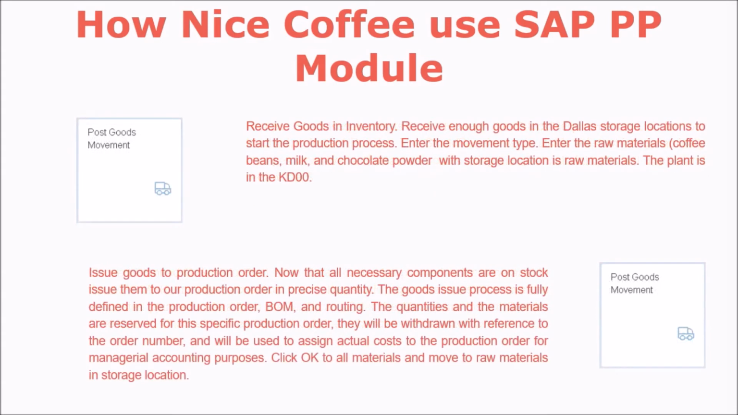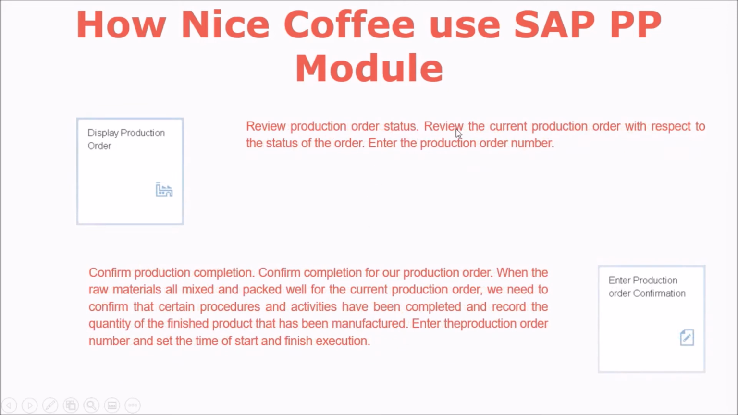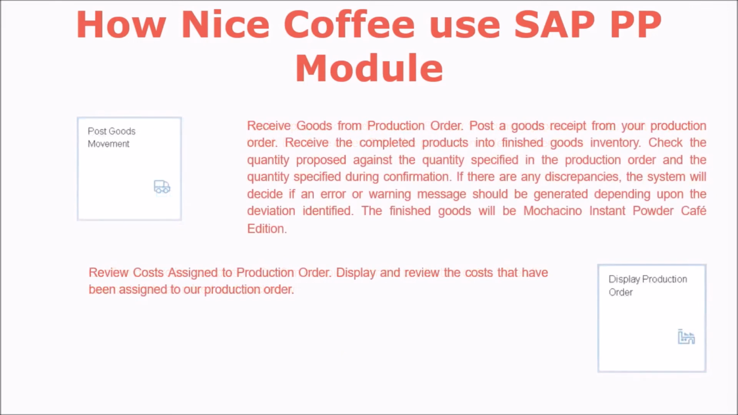And then we receive goods into inventory, receive no goods in the storage location, and then issue goods to the production order. And then we review the production order status to see the current production order with respect to the status of the order, and then confirm production completion. When the raw materials are mixed and packed well, we need to confirm that certain products have been completed. And then receive goods from the production order, post a goods receipt from your production order, and then receive completed product into finished goods inventory, cafe edition.